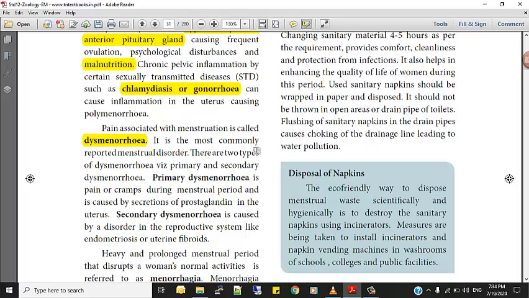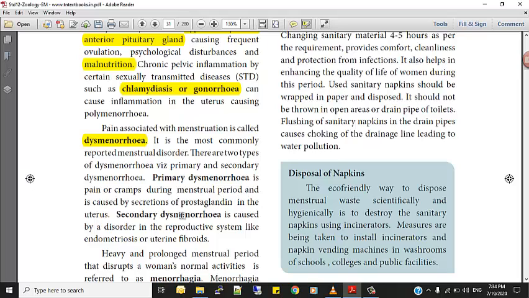It is a commonly reported menstrual disorder. கண்டிப்பா எல்லாருக்கும் இருக்கும் இது. There are two types of dysmenorrhea: primary and secondary dysmenorrhea. Dys அப்படினாலே pain ஞாபகம் வச்சுக்கோங்க. Menorrhea னா menstruation, during menstruation இல்லைன்னா menstrual disorder.